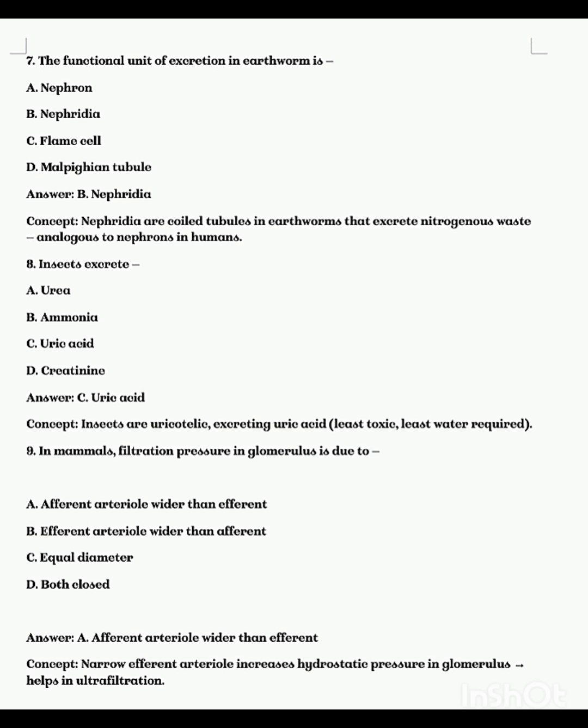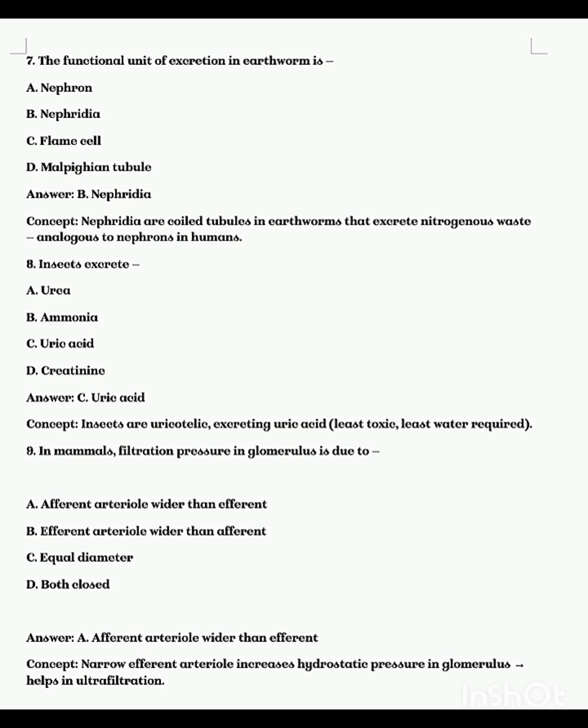8. Insects excrete A. Urea, B. Ammonia, C. Uric acid, D. Creatinine. Answer C. Uric acid. Concept: insects are uricotelic, excreting uric acid, which is least toxic and requires the least water.